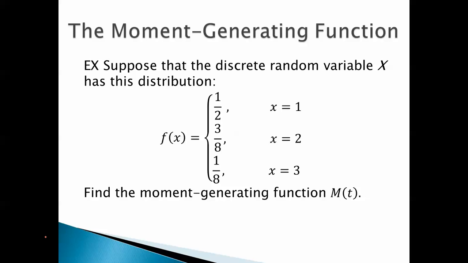f of x equals 1/2 when x equals 1. In other words, the probability that x equals 1 is a half. The probability that x equals 2 is 3/8. And the probability that x equals 3 is 1/8. Find the moment-generating function m of t.